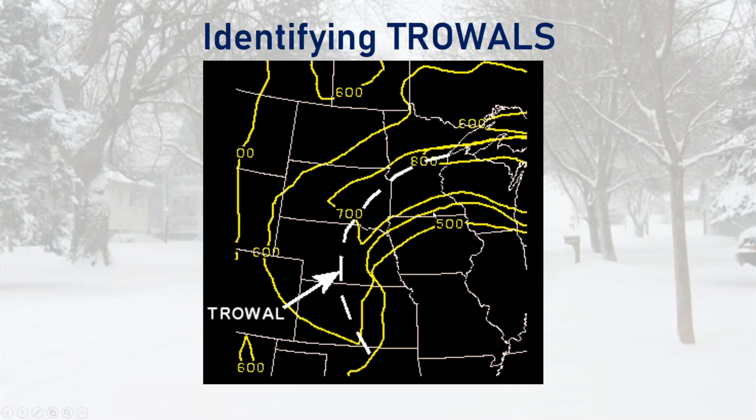And so in general, you have more instability or potentially less stable air on the cold side of the TROWAL than you do on the warm side of the TROWAL. But you can see the evidence of both fronts there by looking at the pressure gradient on either side of the TROWAL.